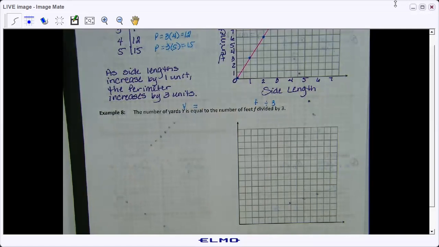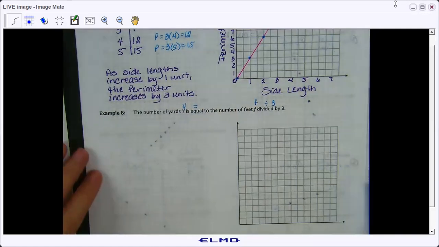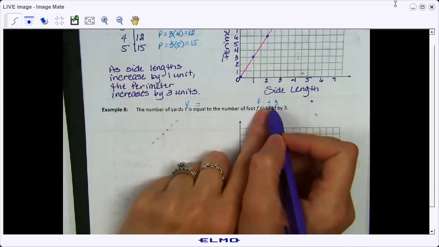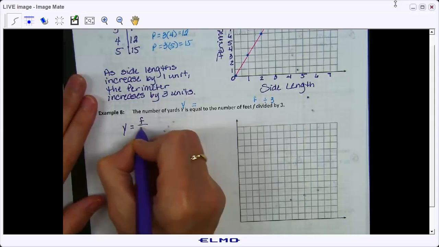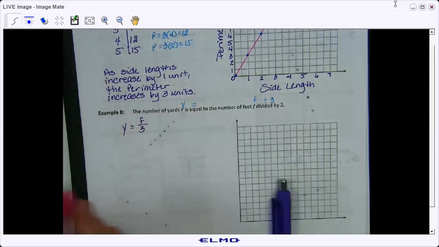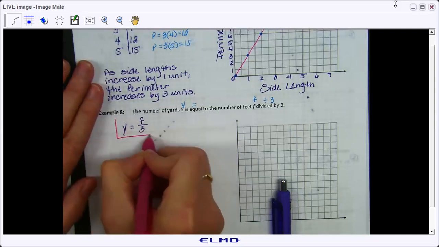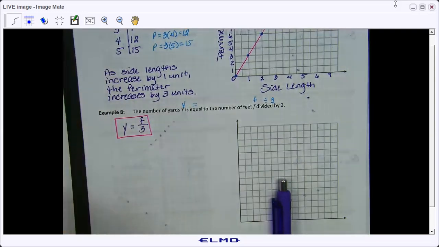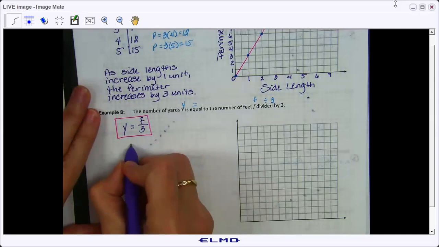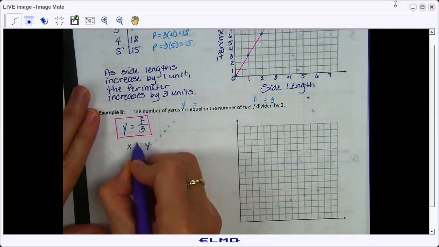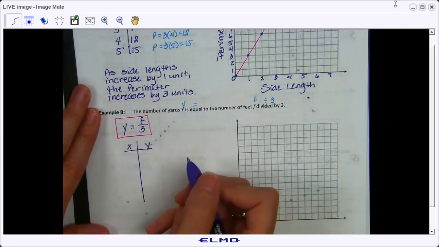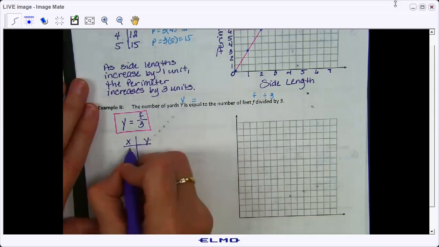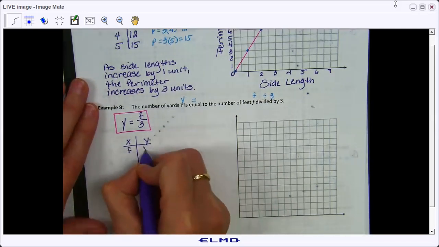So that's our equation, and now I'm just going to write it. Remember, in algebra, we don't use the division sign. So y equals f divided by 3. And this is our equation. And now we are going to create a table. So remember, we have x and y. What is the x in this equation? F, and the y is y for yards.